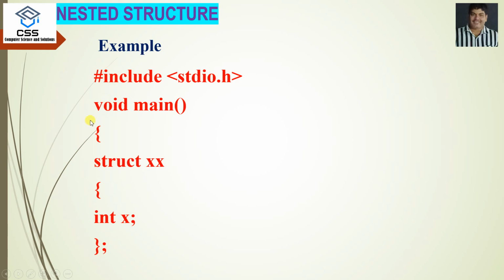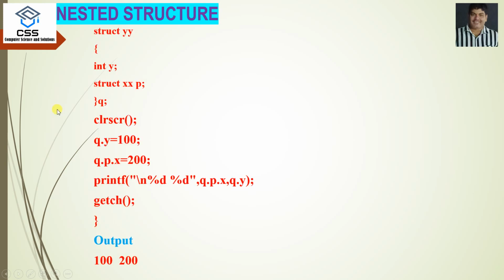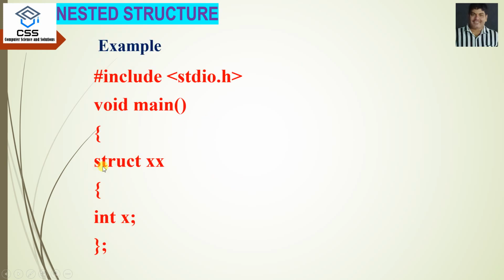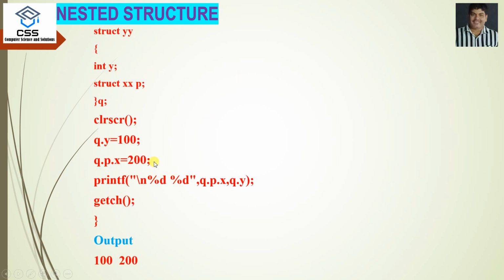Let us take first example. We declare structure xx, its element is x. Then we declare another structure yy, its element is y, but the structure variable struct xx variable is declared within the struct yy. This gives rise to the concept of your nested structure.